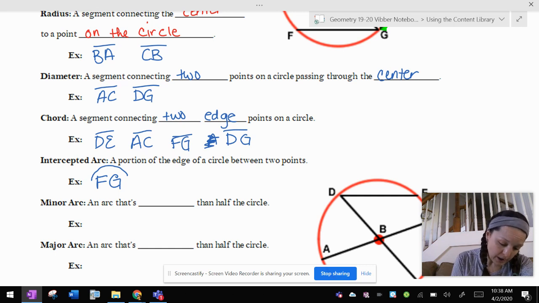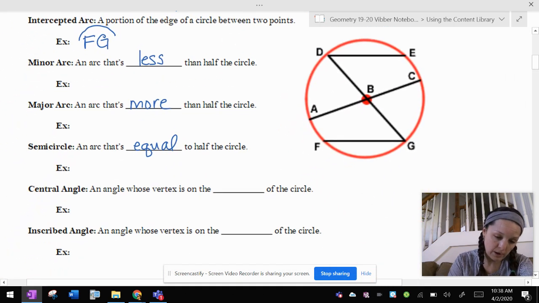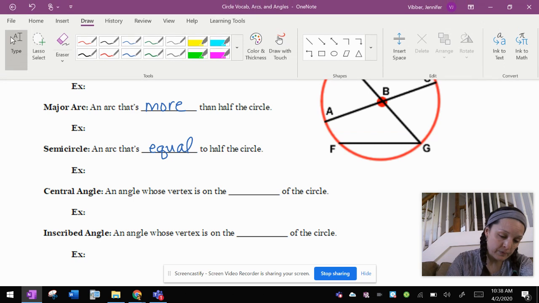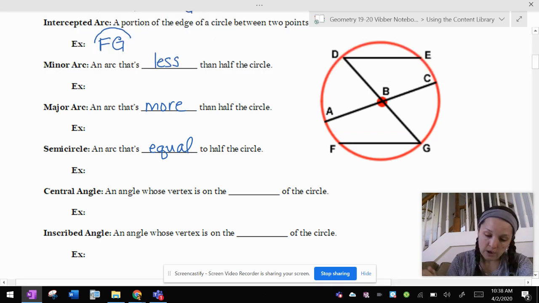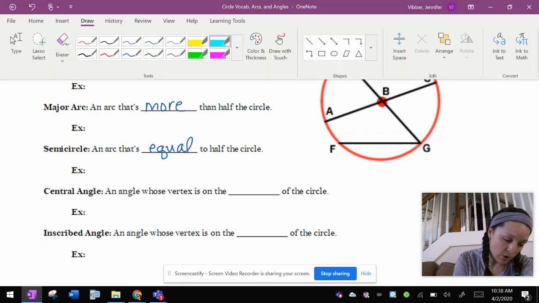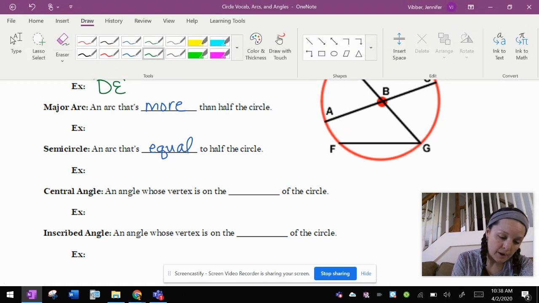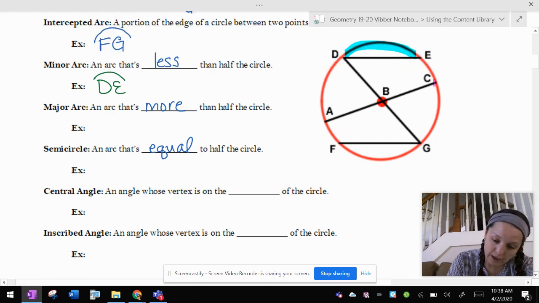A minor arc is one that's less than half the circle. A major arc is more than half the circle, and a semicircle is an arc that's equal to half of a circle. So if we look through here, and I copied the diagram down here, if I wanted to find a minor arc, it's anything that's less than half a circle. So DE would be a minor arc. A major arc is more than half the circle, so that would be like CGD.